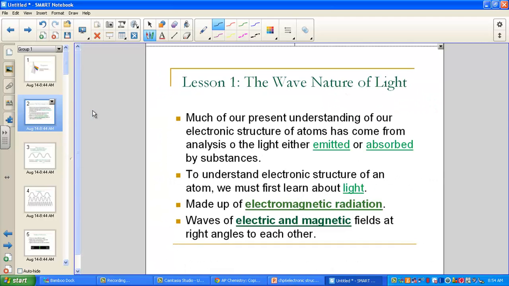Light as radiant energy, or what we'll call electromagnetic radiation, has wave-like properties, and so it's characterized by terms called wavelength, frequency, and speed. In this section, we either learn for the first time about the relationships between frequency and wavelength as related to light, or perhaps you'll review from your physical science studies. Much of our present understanding of the electronic structure of atoms comes from the analysis of light, either being emitted or absorbed by substances. To understand electronic structure, we first learn about light.